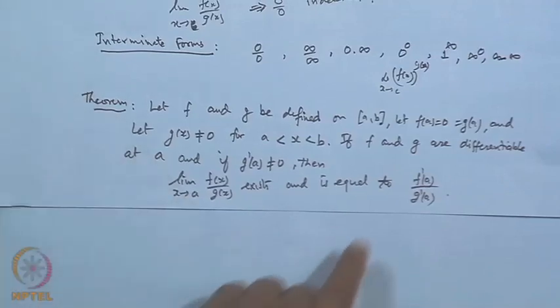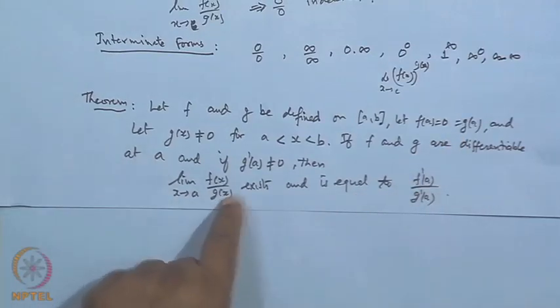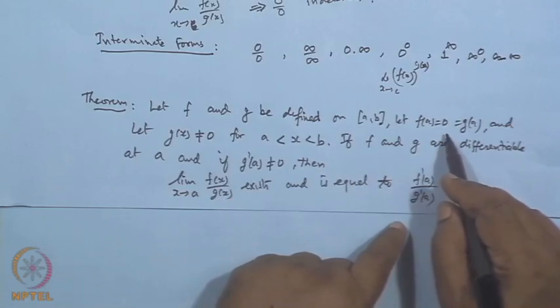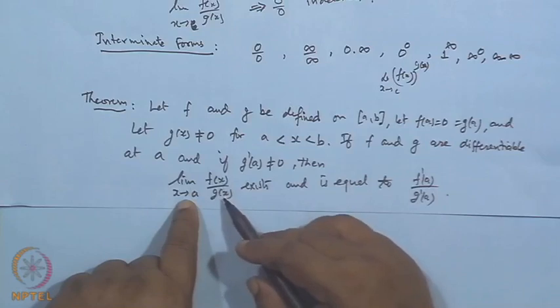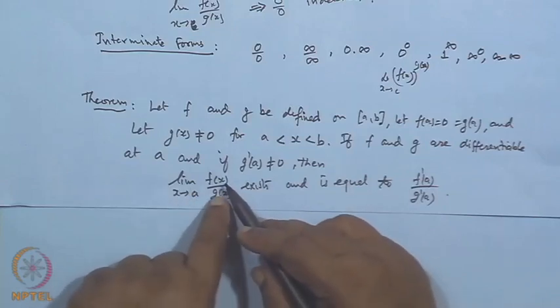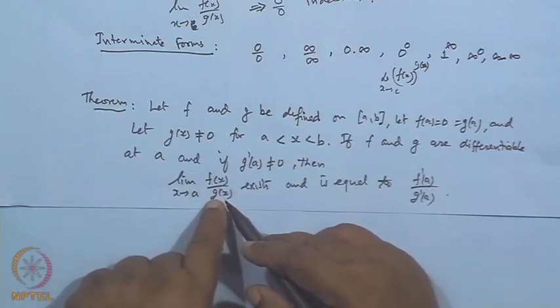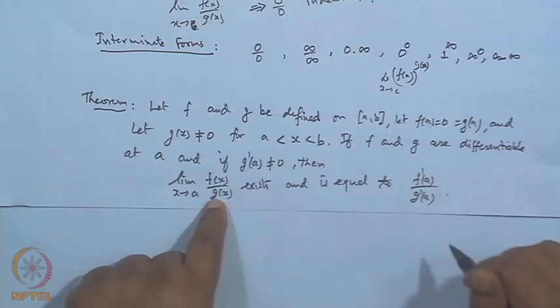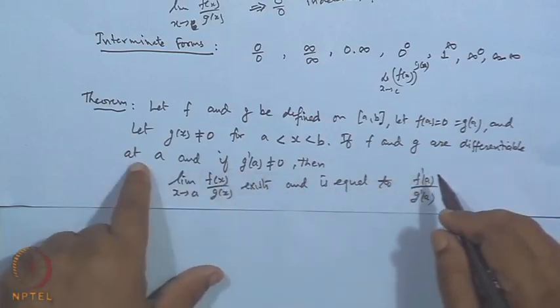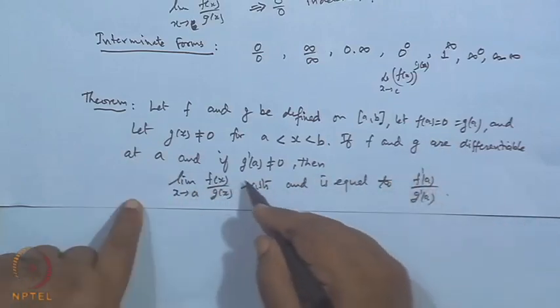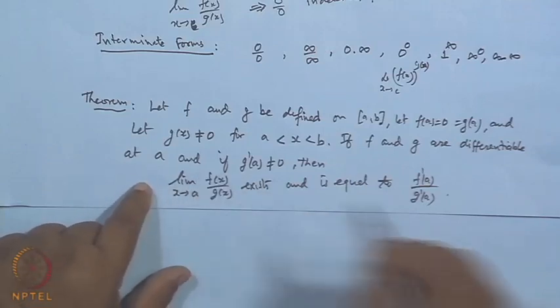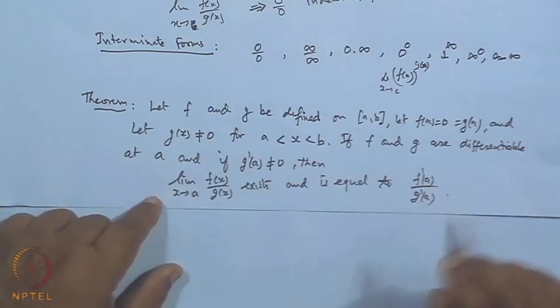Now, here in this theorem we have assumed the functions f and g both attain the value 0 at the point a. So, when you take the limit of f(x) over g(x) when x tends to a, basically it is of the form 0 by 0. But what this theorem says: if f and g are differentiable at the point a, and if g'(a) is not 0, then this indeterminate form has a value equal to f'(a) over g'(a). The proof follows like this.